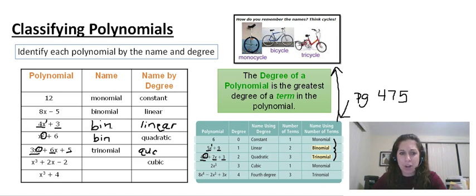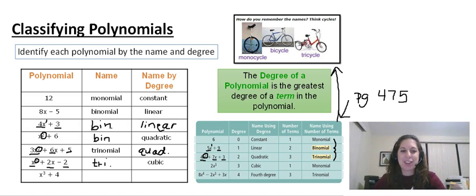And again, use that chart. Especially as we're just starting and learning, it's okay. Use it, take advantage of it. The next one, let's see. x to the third plus 2x minus 2, there's 3 terms. So again, it's a trinomial because there's 3 things being added or subtracted together. That exponent is 3, so it would be cubic.